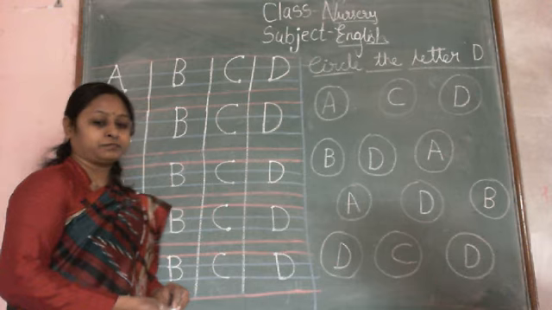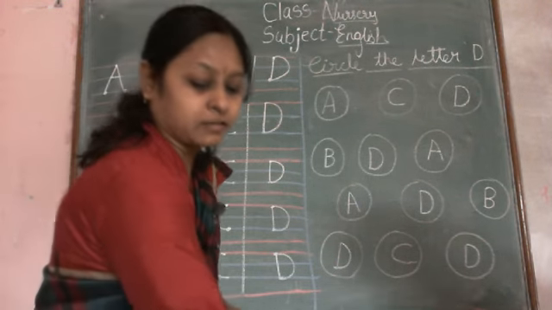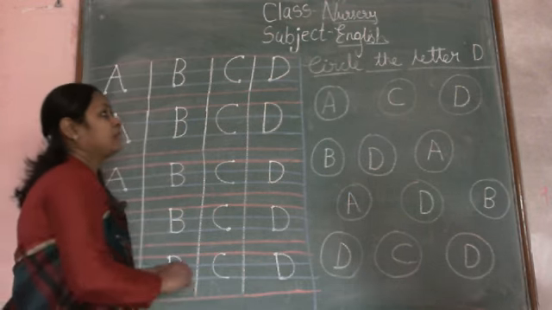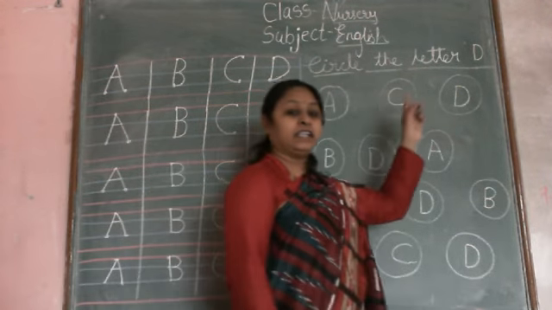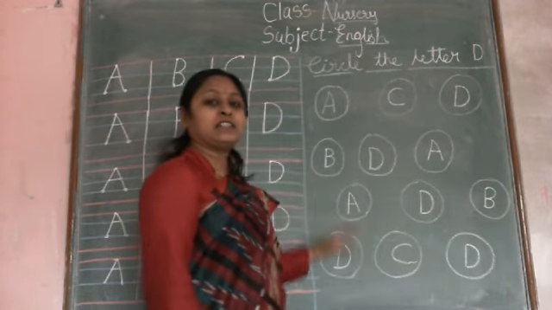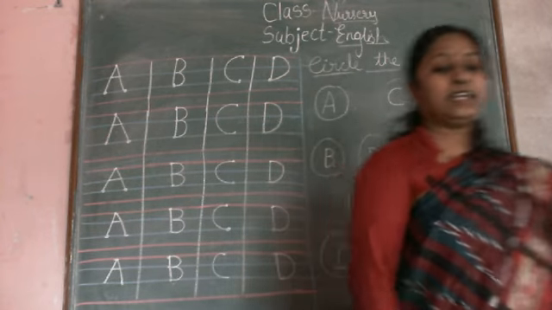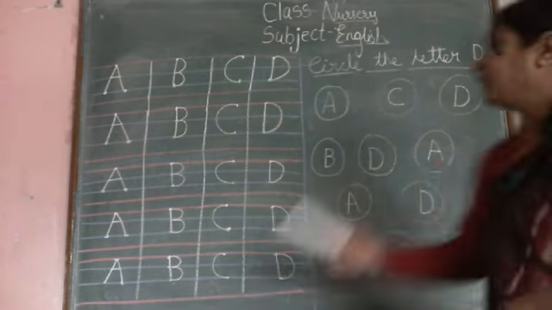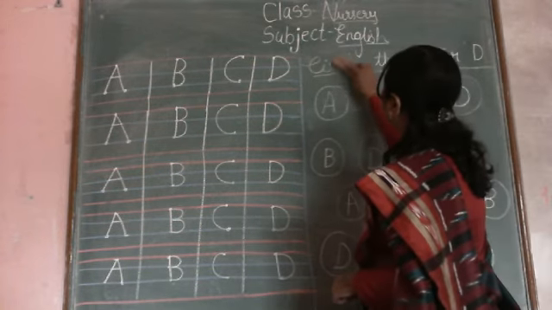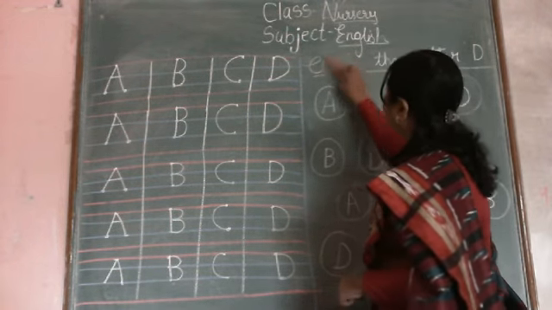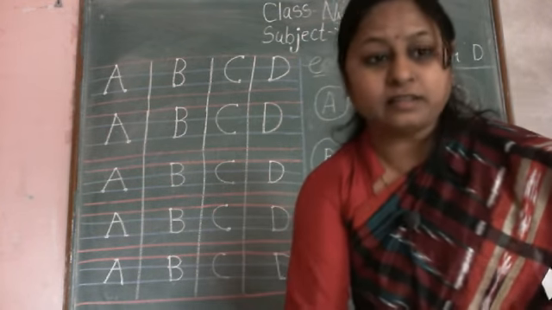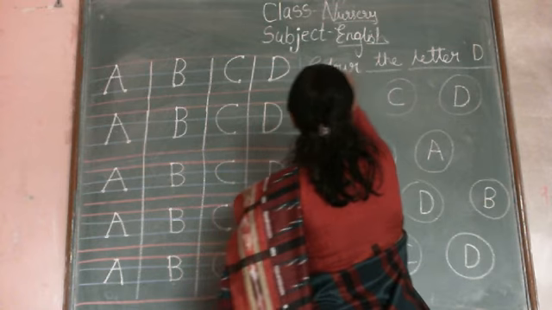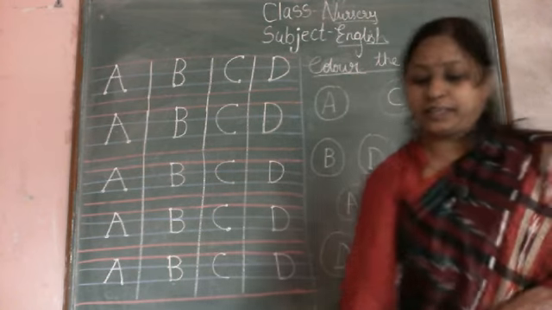Now next, look here. This is one activity we have to do in your notebook. Circle the letter D. There are so many letters. We have to identify letter D, and we will not do circle, we will color it. We will color the letter D.